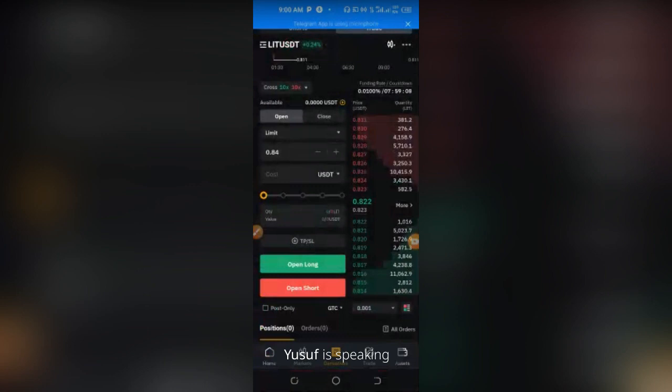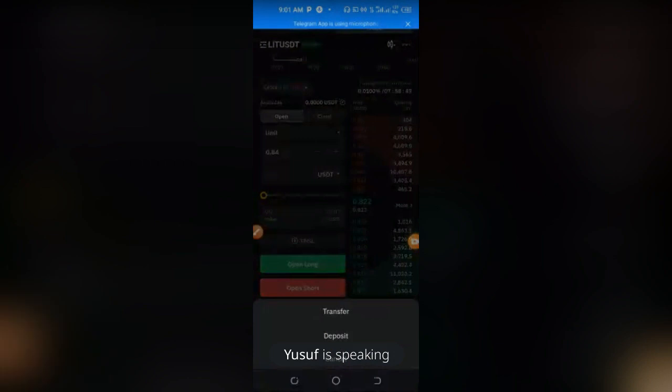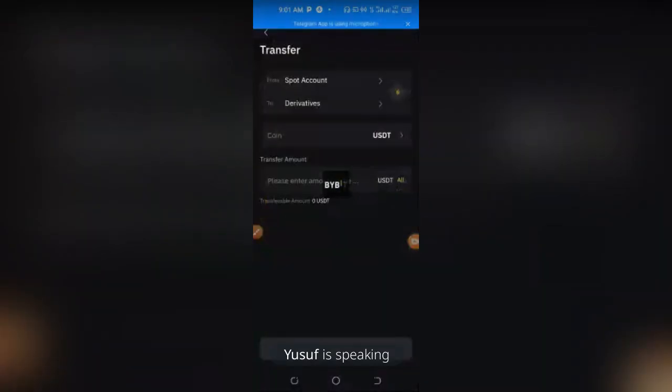Then after moving your money, the money may drop under your assets. Then you need to migrate it down to your futures account. How do you do that? You come and click here. You click on that plus sign. Then you click on transfer. Transfer means that the money was on spot. You can see from spot.